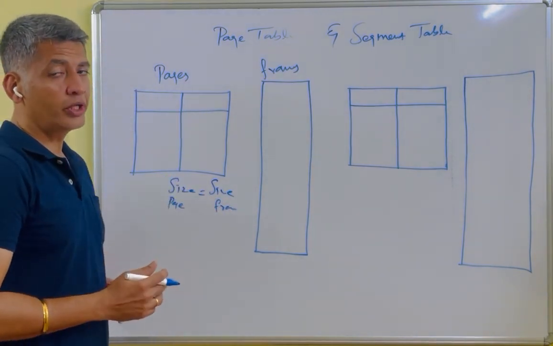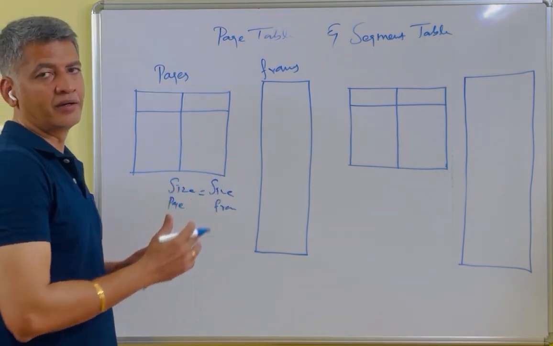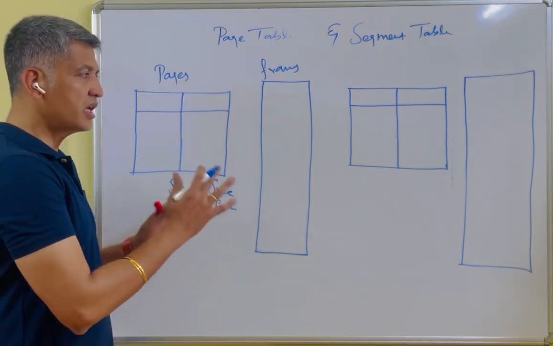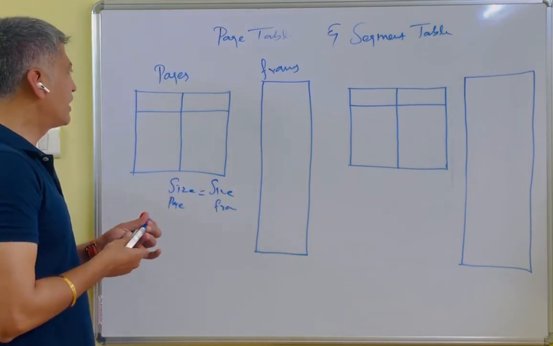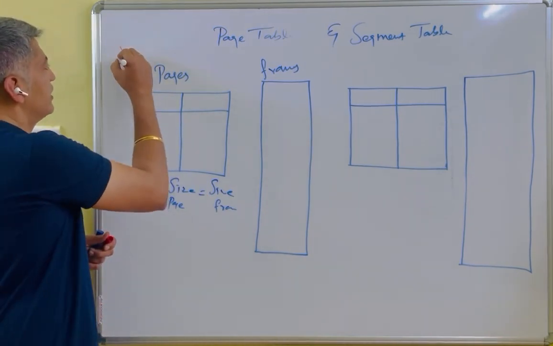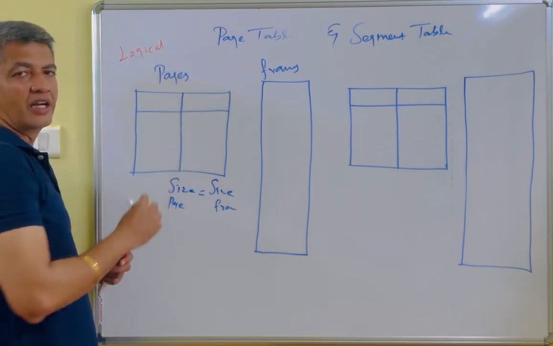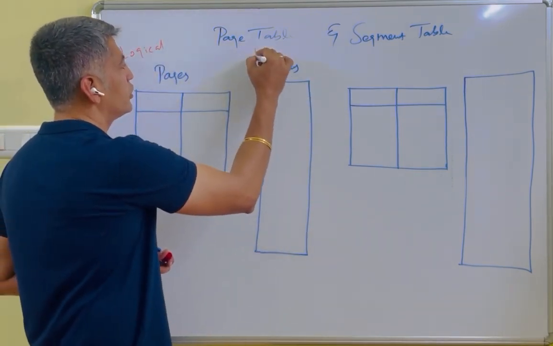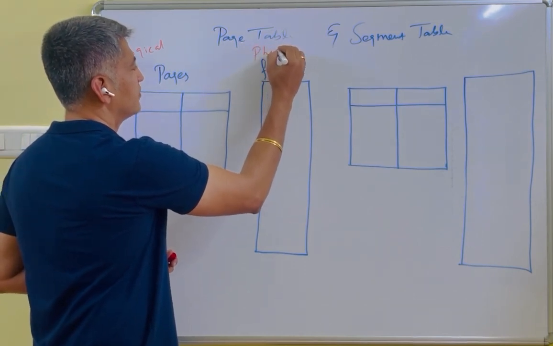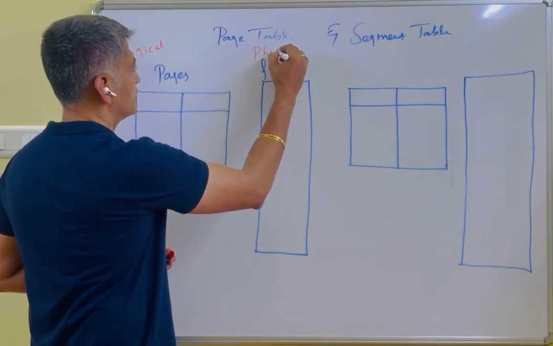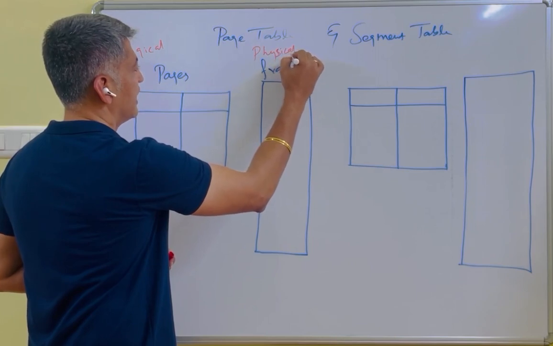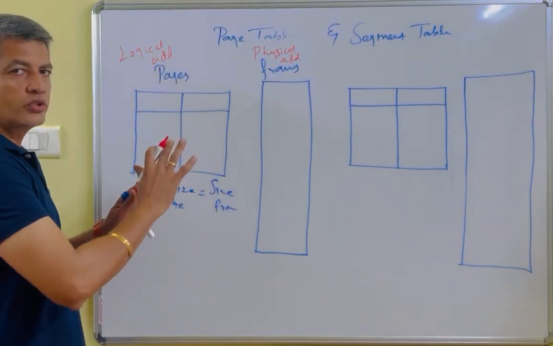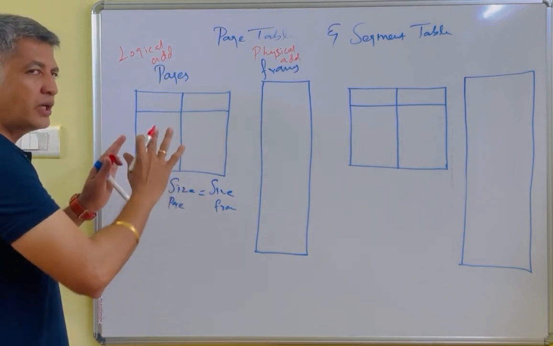Now you need to understand that in any process execution, your CPU will generate the address. The CPU will generate the logical address. Whatever is there inside the physical memory is called the physical address, and this is the logical address. So this is the combination. Now what will be there?